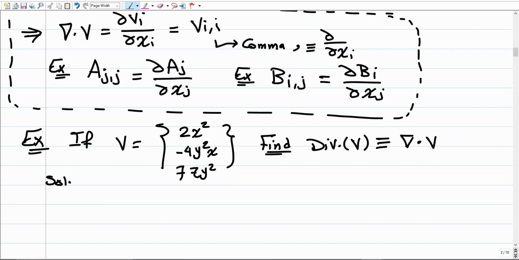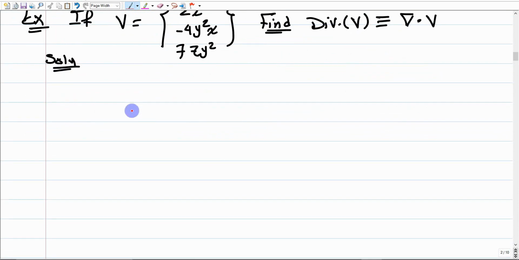To find this, let us do it. As usual, you are not required to memorize everything. Start from scratch, from the beginning. The compact form of nabla is partial by partial xi, delta i, dot, which is the dot product with v.